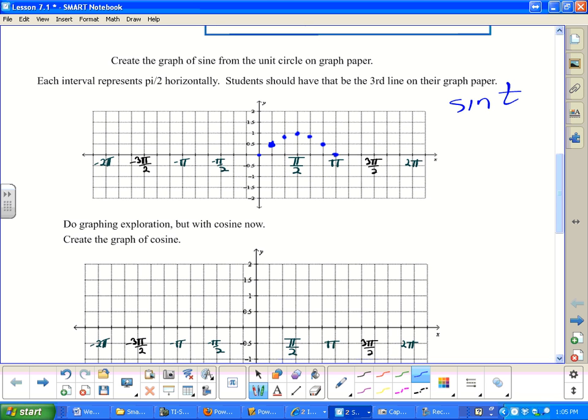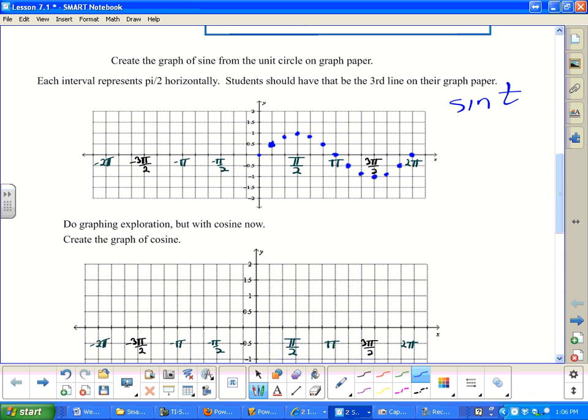Now, 7 pi over 6, what is it? Negative 1/2. Four pi over 3. Negative square root of 3 over 2. 3 pi over 2, what is it? Negative 1. And then we're going to do the same thing going back up to 0.